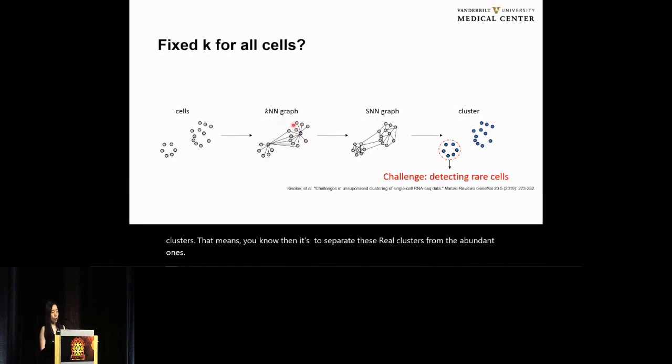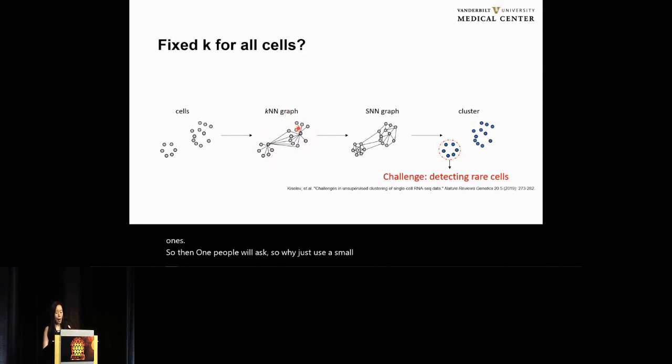Then people will ask, why not just use a small k? Sometimes a small k is probably good for this rare cluster, but for this abundant one, if we use a small k, that means we focus on the local distance.